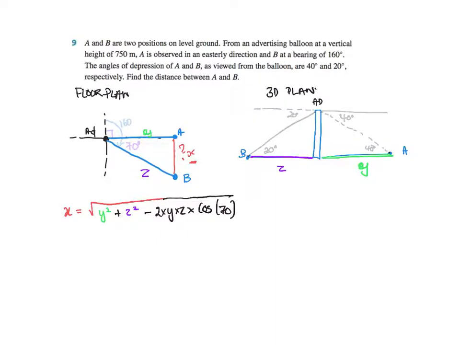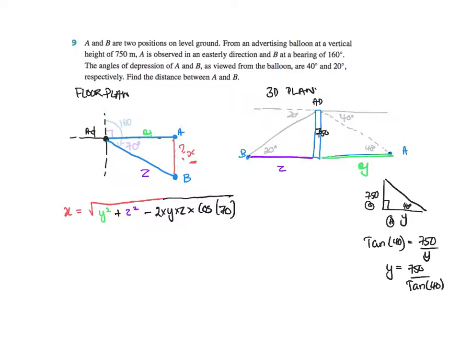So we need to find Y and Z, and that's when we can use this elevation, because we know the height of the tower, or whatever it is, the height advertising is 750. So I could do SOHCAHTOA over here and find out what these are. This would be opposite over adjacent. So tan 40 equals 750 over y, and so y is 750 divided by tan 40.